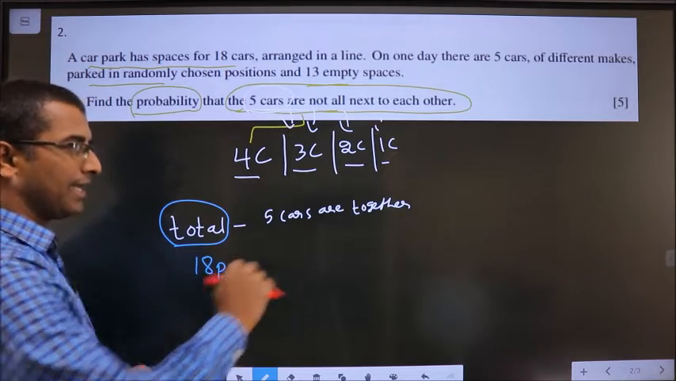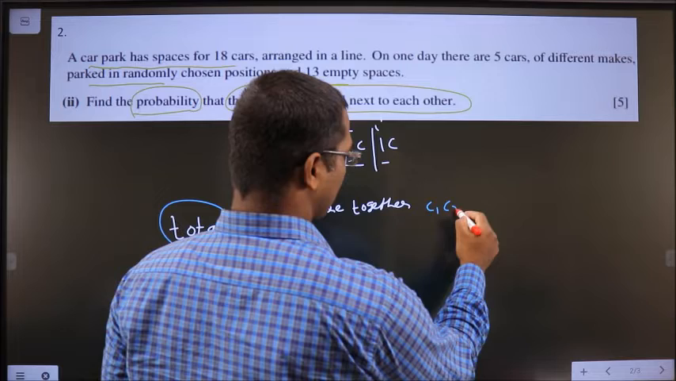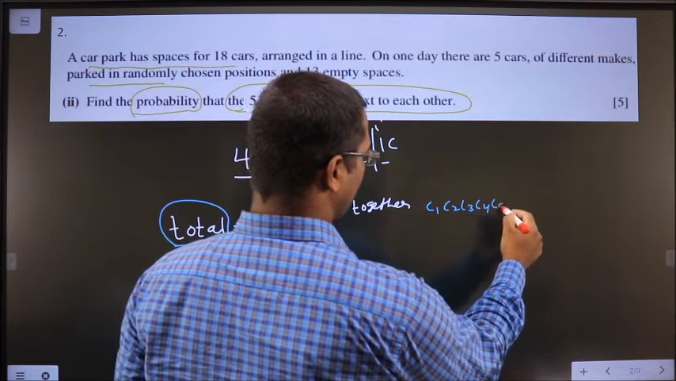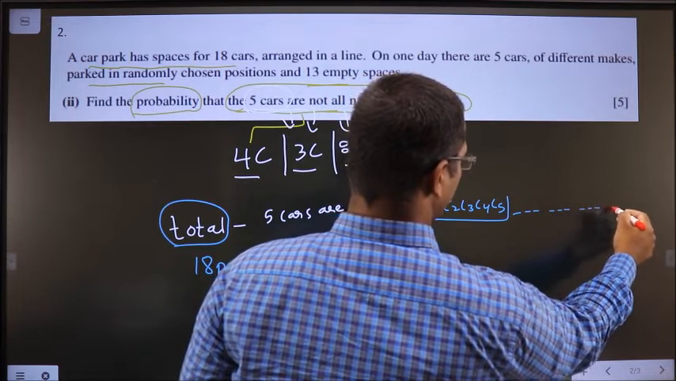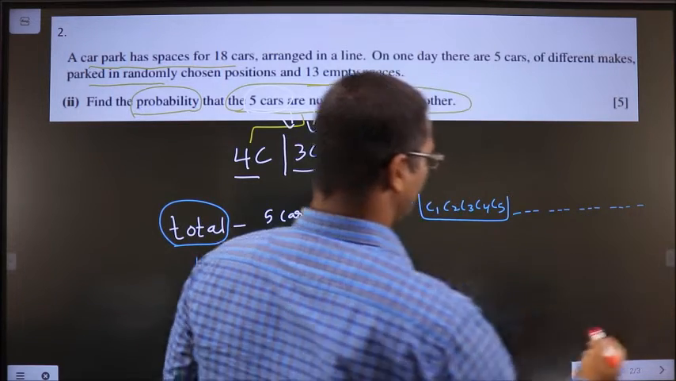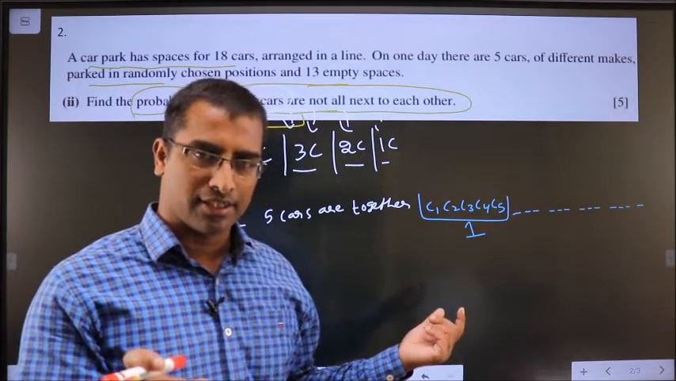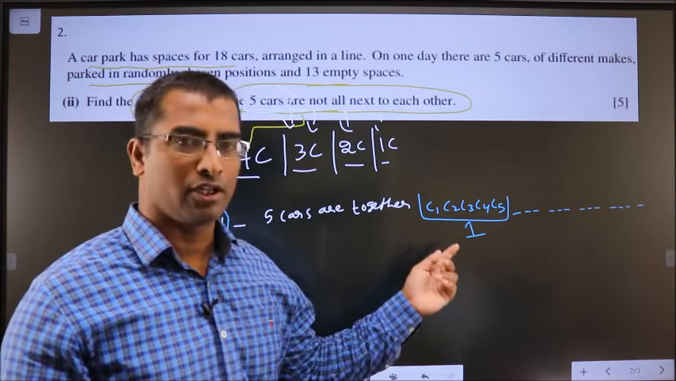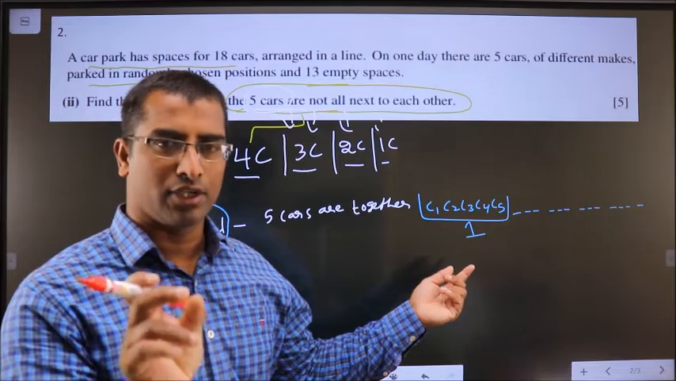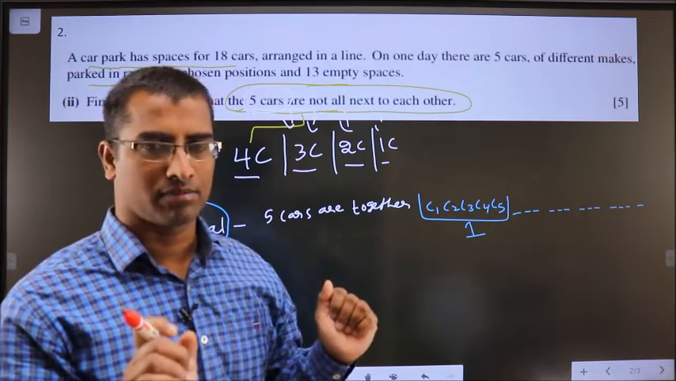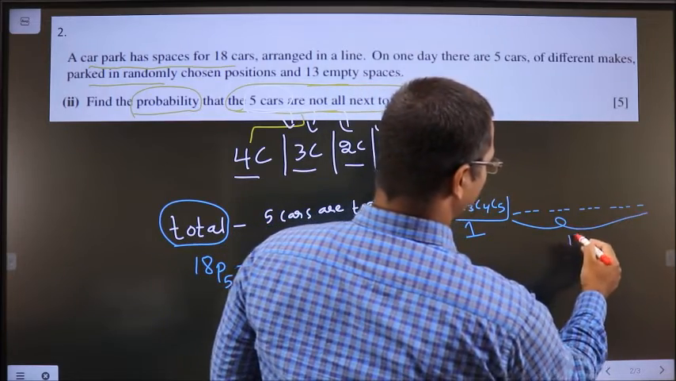Next. Now, 5 cars should be kept together, meaning car 1, car 2, car 3, car 4, car 5, and outside 13 places. For these 5 cars to be together, I should consider them to be 1 unit. If I consider 5 cars to be 1 unit, only then they are always together. Here it is 1 and here are 13.